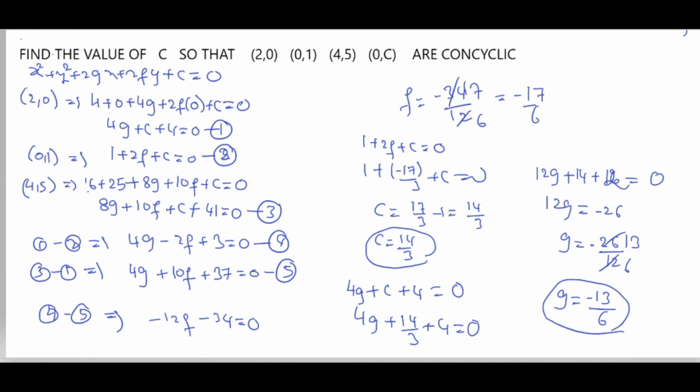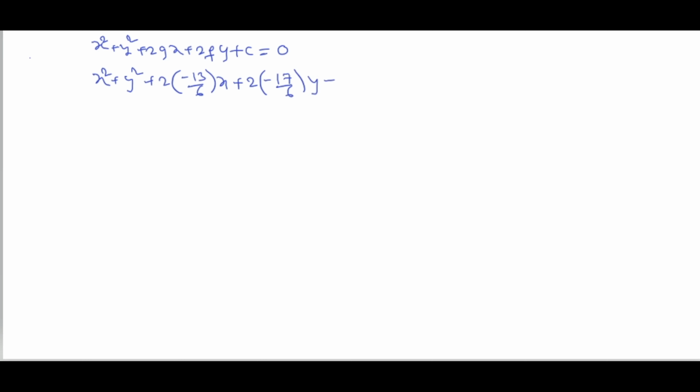Now we substitute g, f, c values in the circle equation. So the general equation of the circle is x square plus y square plus 2gx plus 2fy plus c is equal to 0. Substituting g, f, c values in this equation, x square plus y square plus 2 into g value minus 13 by 6 into x plus 2 into f value minus 17 by 6 into y plus c value 14 by 3 is equal to 0.